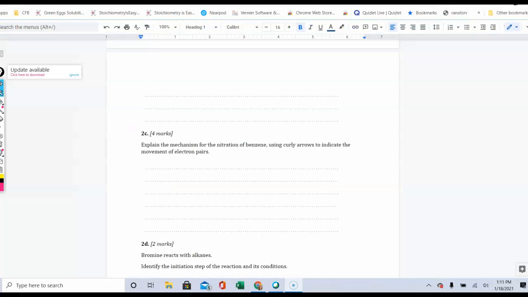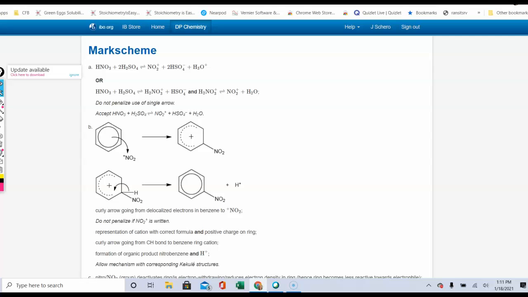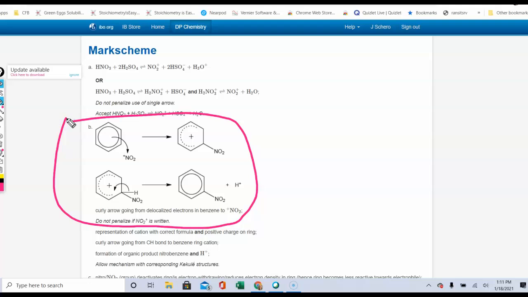Okay, so that literally means on the very next one that you needed to be able to explain the mechanism using all the curly arrows. So back to this, it is specifically talking about this portion of things with the arrows coming out of the benzene and then back into the benzene, and the break off of the hydrogen ion and the formation of the nitrobenzene. So basically what they're looking at is point number one.